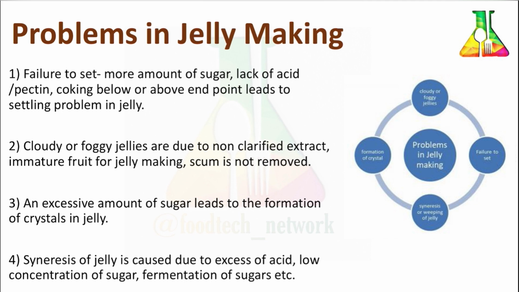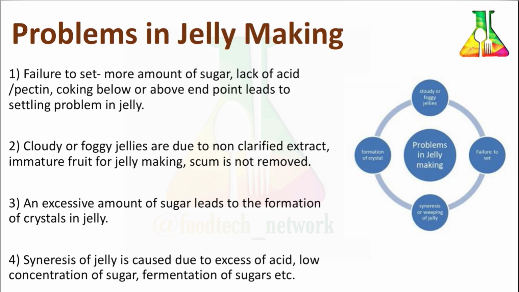The fourth is syneresis, or weeping of jelly, caused by excess of acid. Sometimes we can't get the amount of acid required for the fruit, and we put it in excess, so there will be syneresis, or weeping out of the jelly. The phenomenon of spontaneous exudation of fluid from gel is called syneresis or weeping. Weeping is caused by various factors, like excess of acid, too low a concentration of sugar, insufficient pectin, premature gelation, or fermentation.